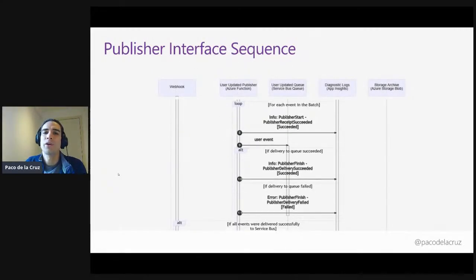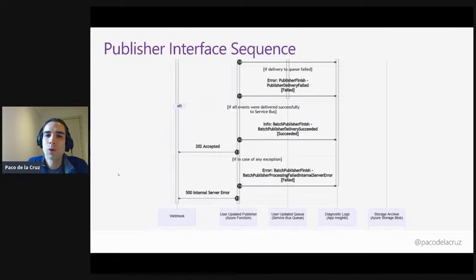For each event, we send a publisher start. So now we're starting the publisher span, with a succeeded status. And then we send the event to the queue. If it was successful, we send the publisher finish checkpoint with a succeeded status. If the delivery failed, we have the same checkpoint with a failed status.